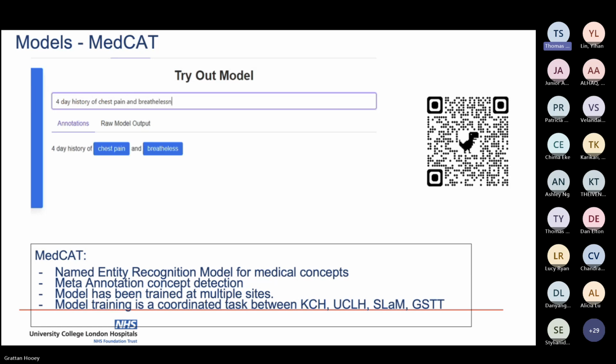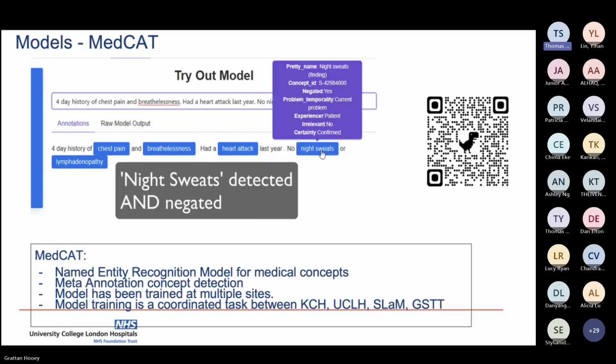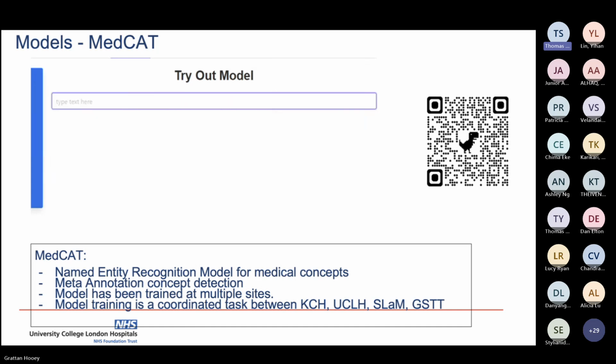The model that we're looking at here was trained across a number of sites, KCH, SLAM, and UCLH, and I think GSTT as well. And so through our data sharing agreements, we're able to share these models and make use of data across a network of hospitals, not just one, which means ultimately a better performance in the long run.